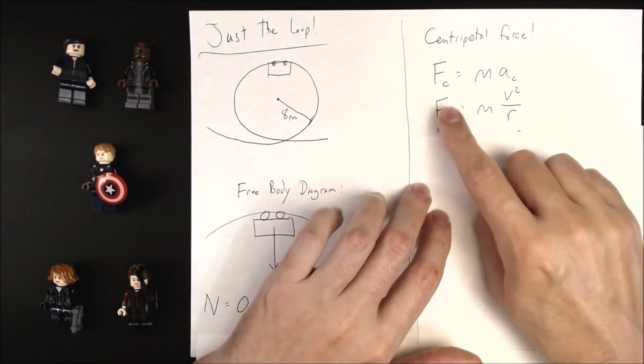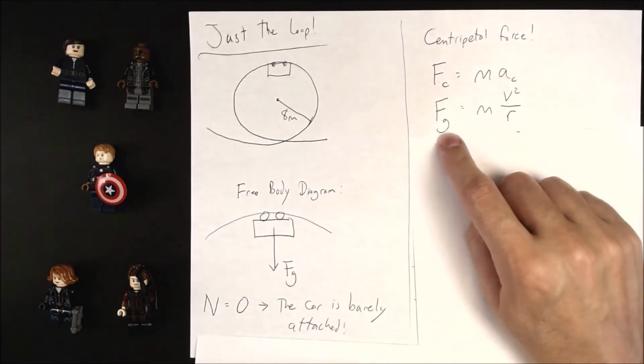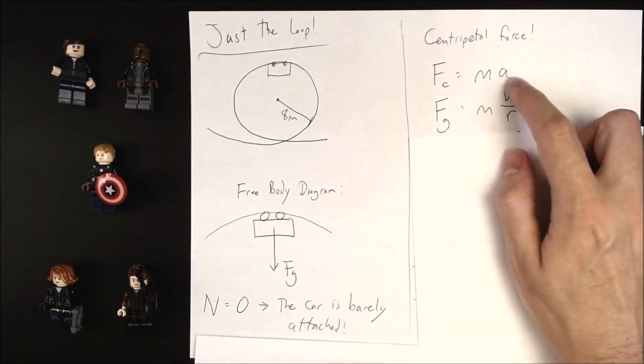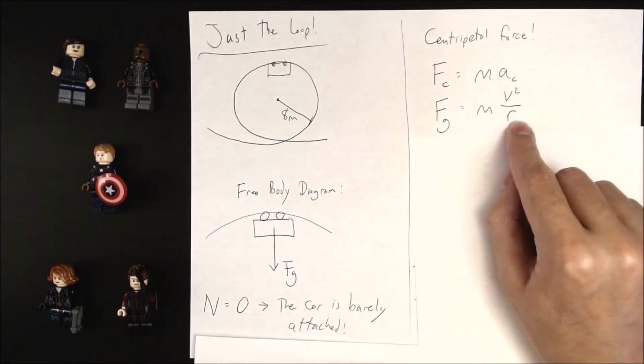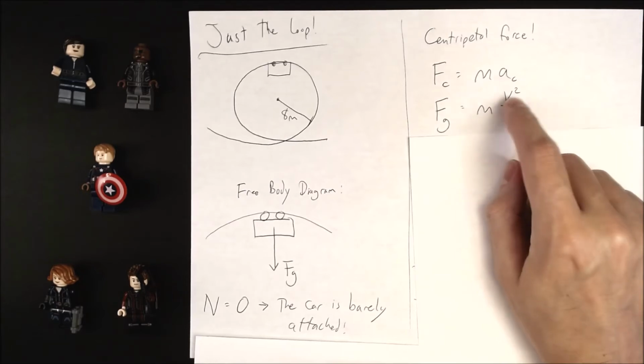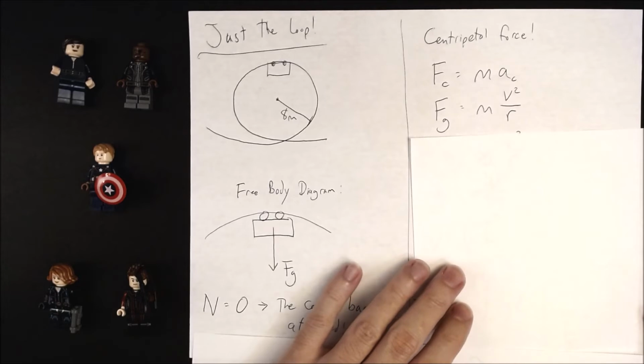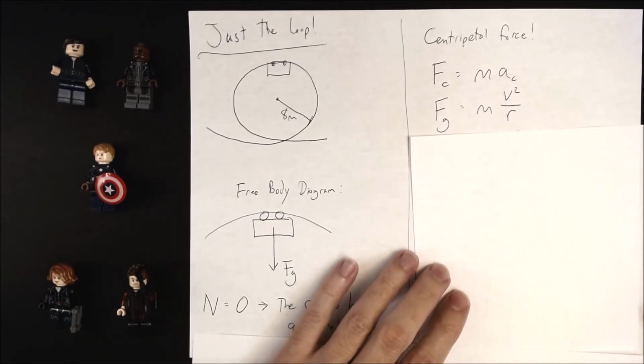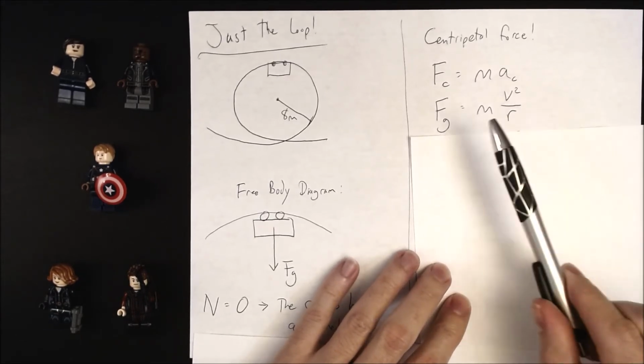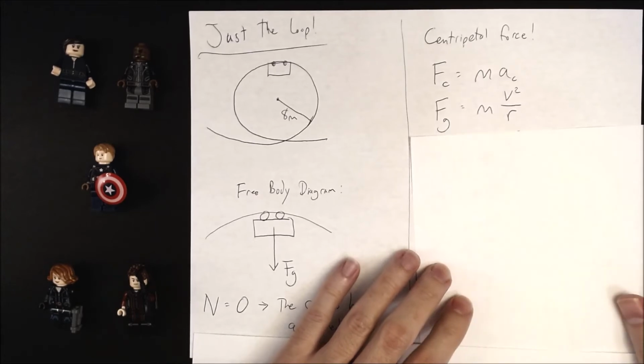And what can we do there? Well, gravity is our center-seeking force. We've got the mass. The acceleration is v squared over r. This will be very useful, and this will be also on your formula sheet. Okay, what can we do after that? We can replace that with something, perhaps?